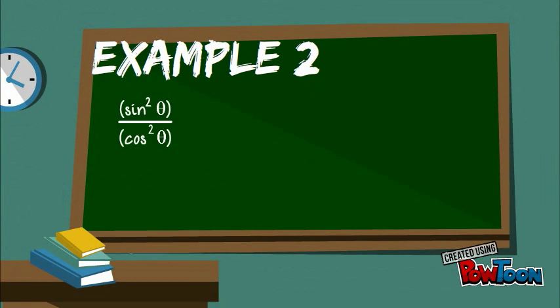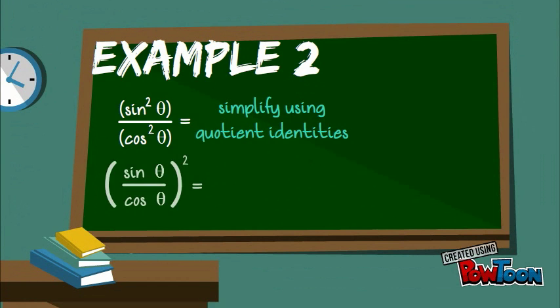So we're going to start off where we left off, sine squared theta divided by cosine squared theta. And what we're going to do now is simplify it using our quotient identities. So sine over cosine equals tangent. So after we simplify it, our final answer will be tangent squared theta.